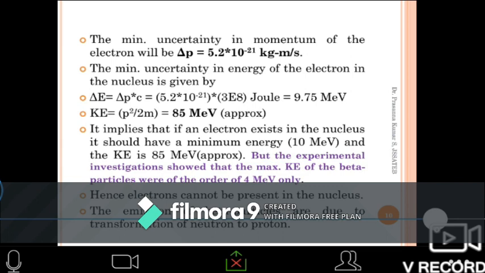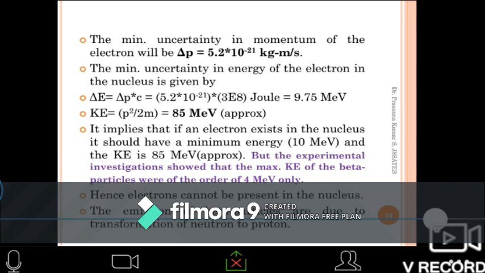Now here, if you apply the Heisenberg uncertainty principle assuming that electrons are present inside the nucleus, then energies are around 85 MeV. But it is not so. The experimentally observed quantity tells you it cannot be more than 4 MeV. There is a huge difference you cannot expect. Therefore, our initial assumption that electrons are present in the nucleus is wrong. It is seen that it is only 4 MeV maximum. Therefore, we can say that electrons cannot be present inside the nucleus.